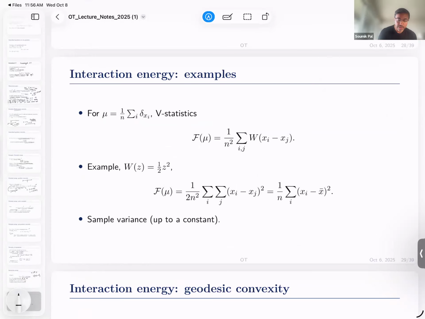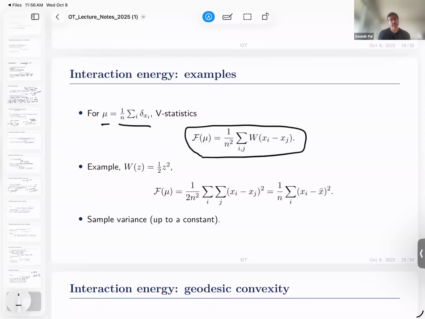So if I take my mu to be an atomic measure, which puts mass 1 over n on atoms x1 to xn, then this is what a typical V statistic looks like, which is 1 over n squared, sum of W of xi minus xj, where the sum is over all the atomic pairs xi and xj. This is what the V statistic looks like.